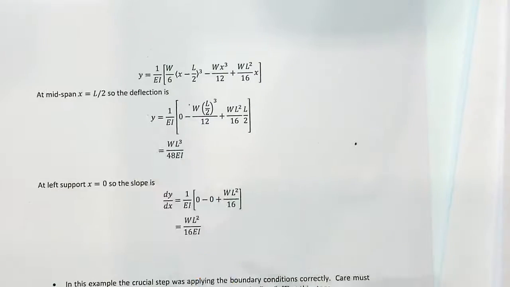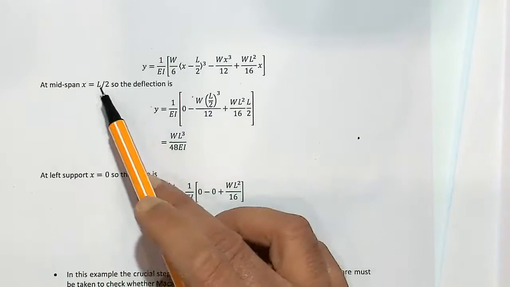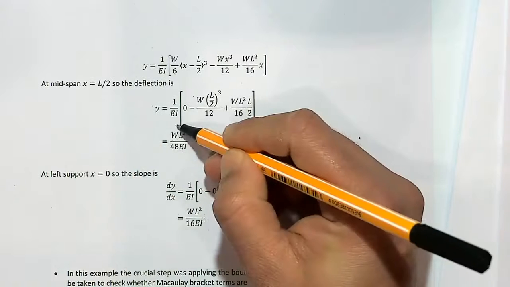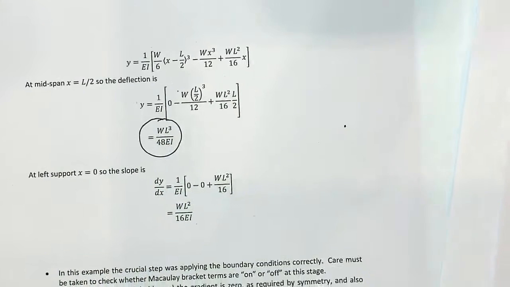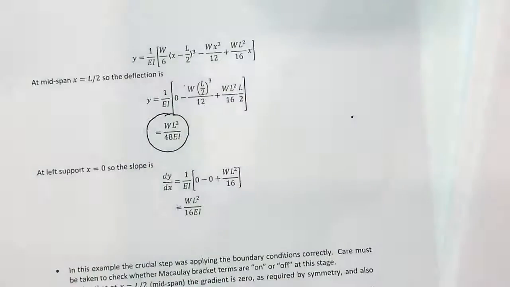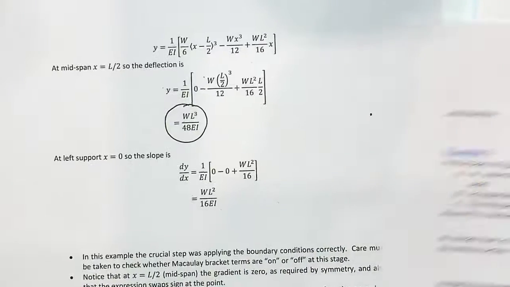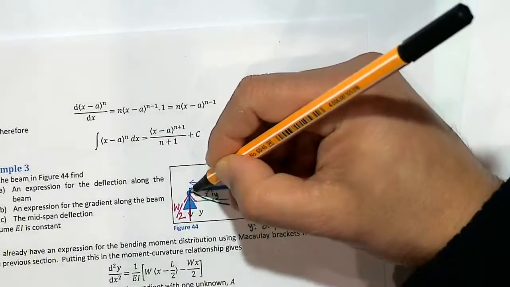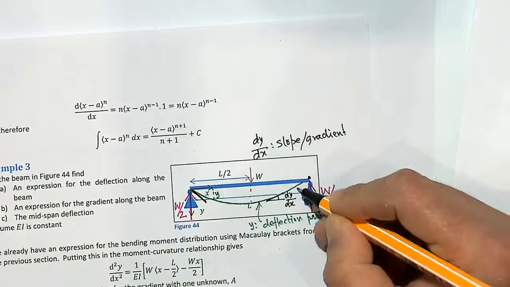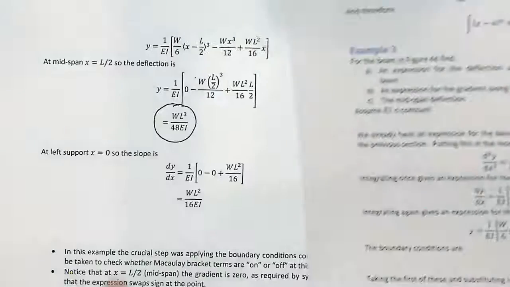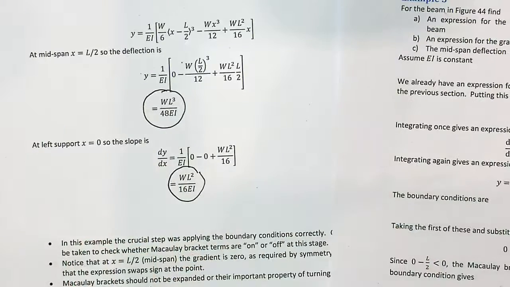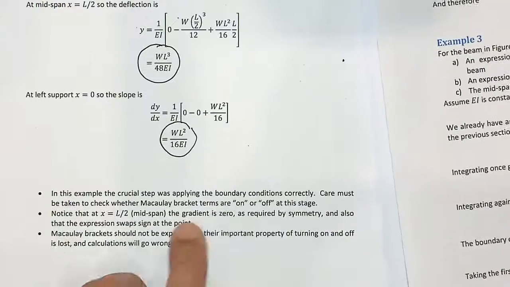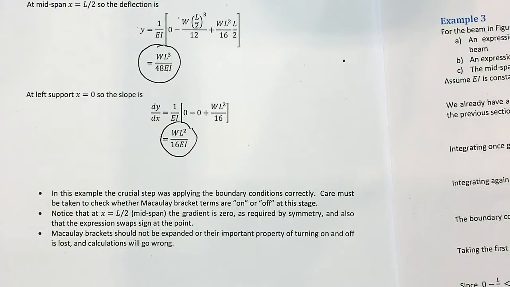So once you get that, then you get the deflection profile, and at midspan you can find it by putting x equal to L over 2, and the maximum deflection is this in the case of a beam with a point load in the middle. And at the support, the slope is maximum, so the gradient is maximum here and here. So you can put x equal to 0 in the gradient expression, and this will find the gradient. So in this example, the crucial step was to apply the boundary conditions correctly.